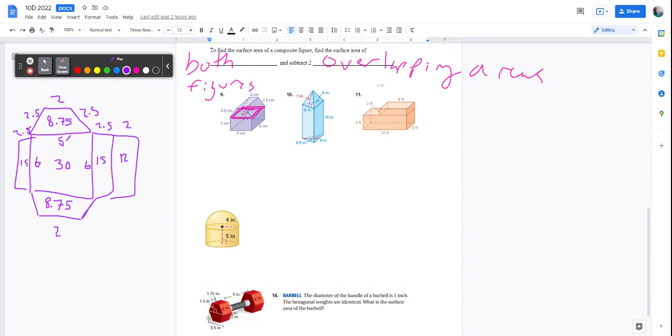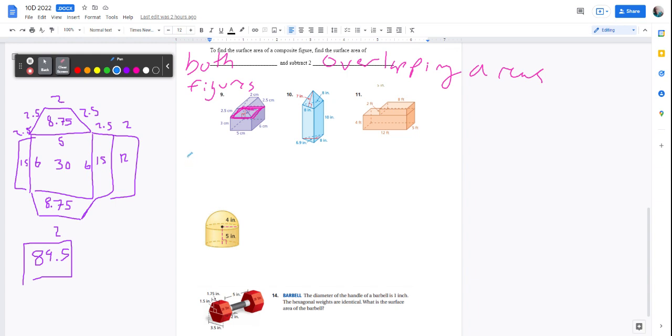So adding up all of our stuff, we have 8.75, and we have 2 of those. And we have 15 plus 30 plus 15 plus 12. So this trapezoidal prism right there should have a surface area of 89.5.